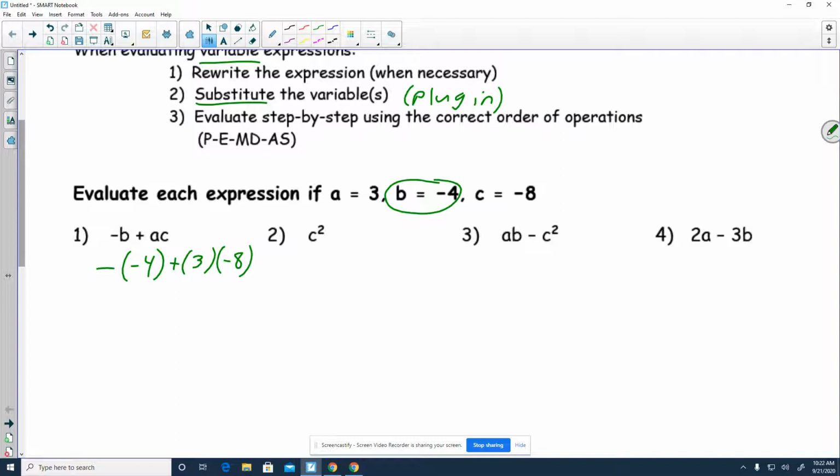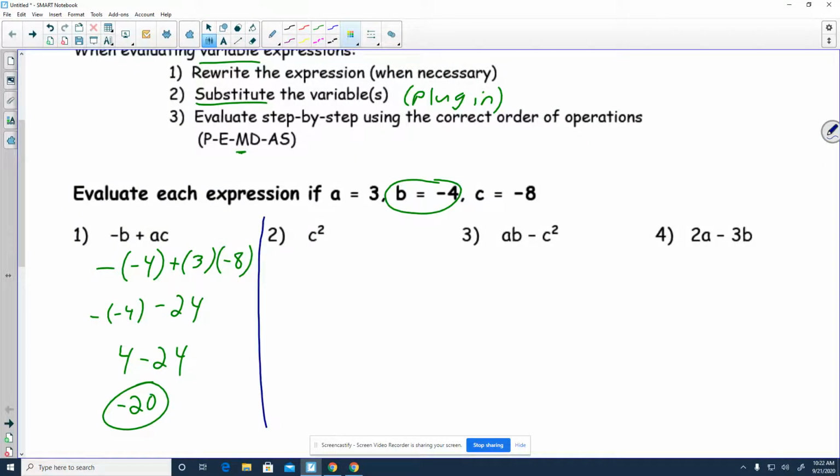Now, using our order of operations, multiplication comes before addition. So we're going to get -4 minus 24. Be careful. Negative times positive is negative. Double negative turns into a positive. And then 4 minus 24 is -20. So our final answer is -20 there.